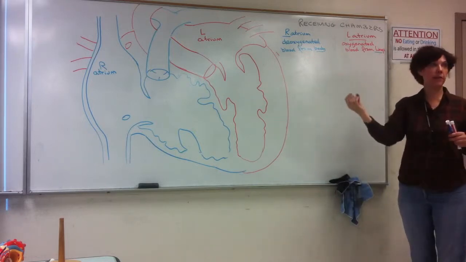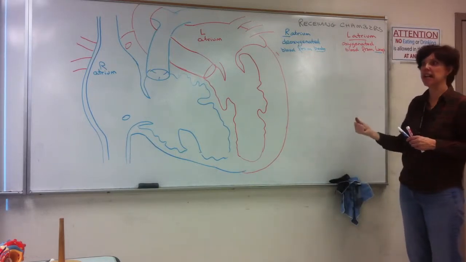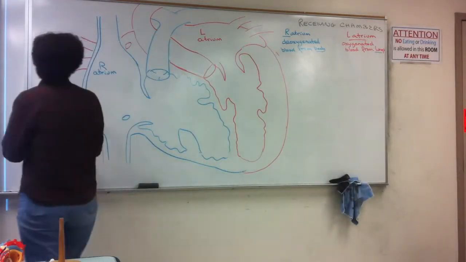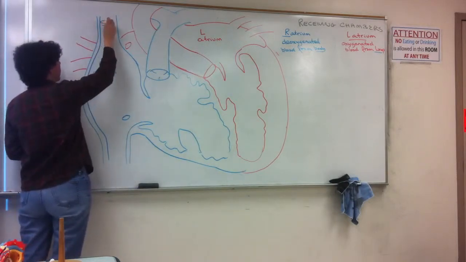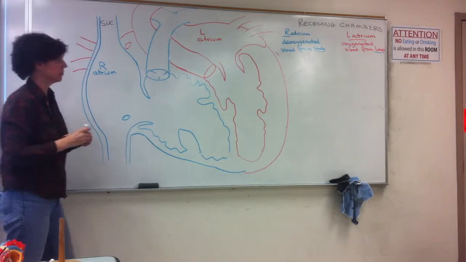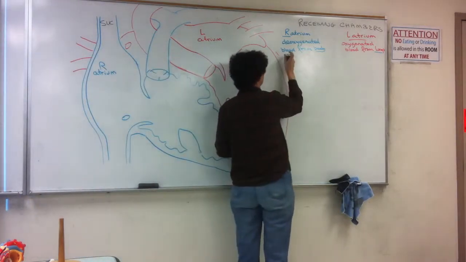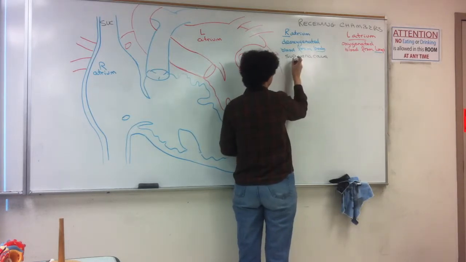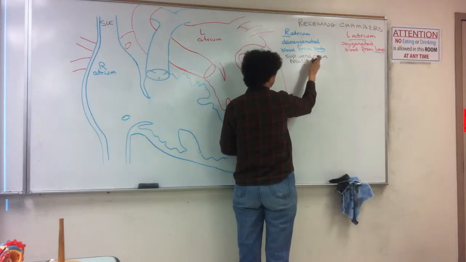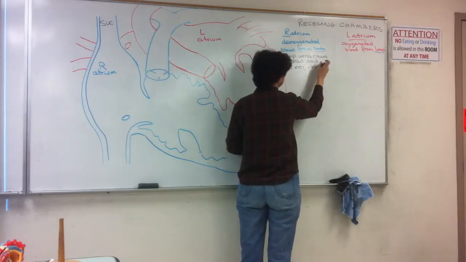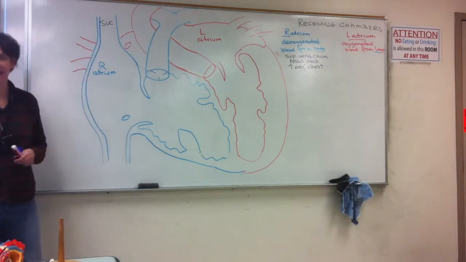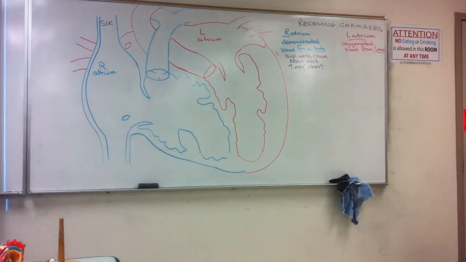So there are three major vessels that empty deoxygenated blood into the right atrium. From the head, the neck, chest, and upper extremities, we have the superior vena cava. The superior vena cava is carrying blood from the head, neck, upper extremities, and chest. And again, when we do blood vessels in a week or so, we'll be going over these. That would be this vessel right here.